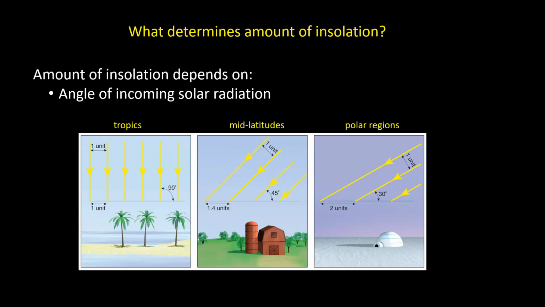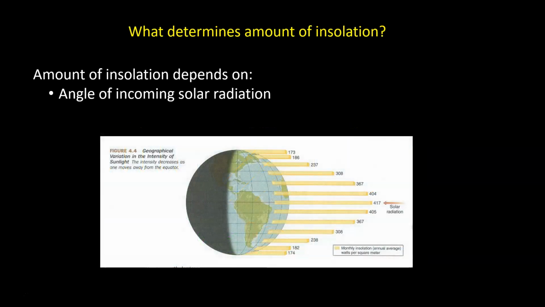However, as you move to the mid-latitudes, you can see that one unit of energy is actually spread out over an area of about 1.4 land units. This means that the intensity of the solar radiation must be less, since you're taking that energy and spreading it out over a larger area. When you get to the polar regions, that one unit of energy is actually spread out over 2 units of area, causing the poles to receive less even than the mid-latitudes. In general, as you move away from the equator, incoming solar radiation decreases, as you can see here.